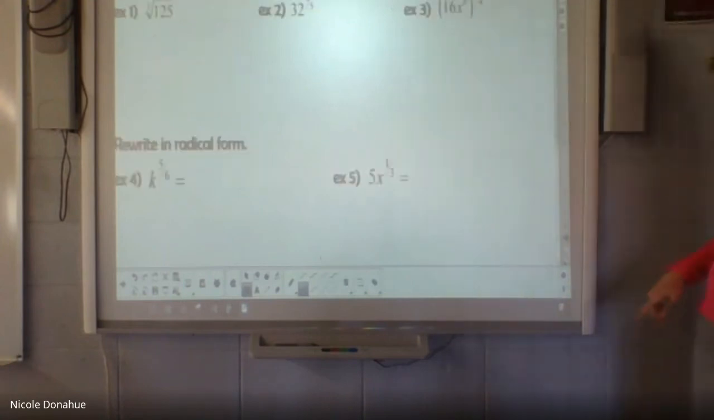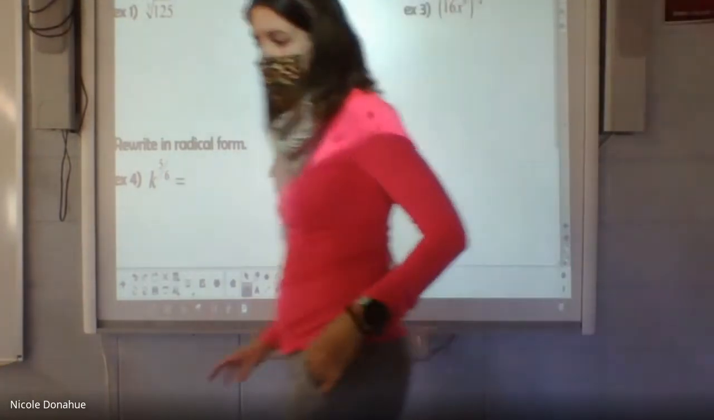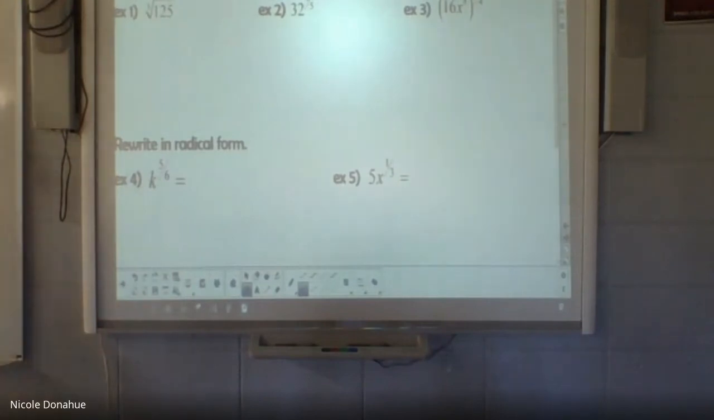All right, so I want you guys to simplify here. Example 1 says simplify the cube root of 125. This might just mean you can put it in your calculator. You want to look at the next couple as well?